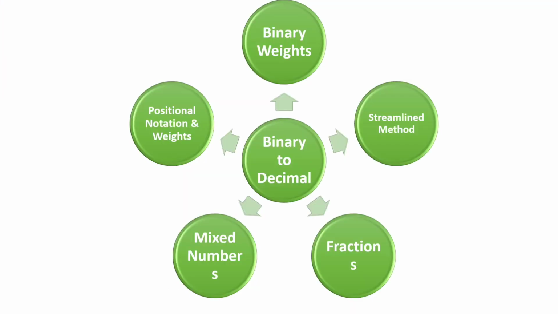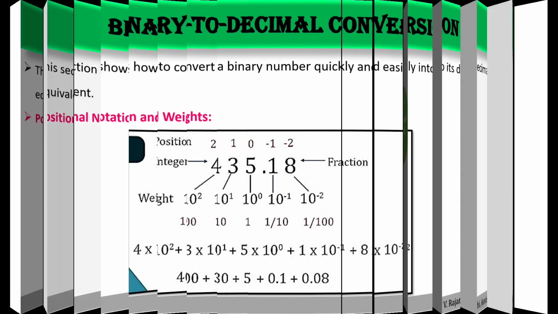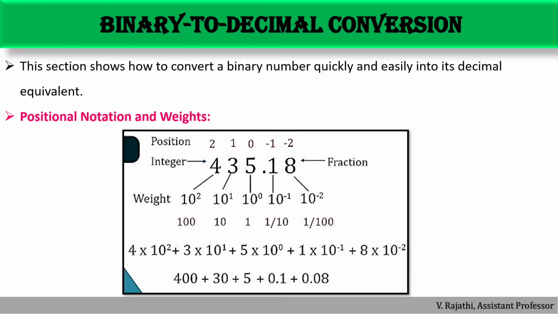Okay, next topic is binary to decimal. In this topic, we cover positional notation and weights, binary weights, shortcut method, mixed numbers and fractions. First, binary to decimal conversion. This section shows how to convert a binary number quickly and easily into its decimal equivalent. First, positional notation and weights.